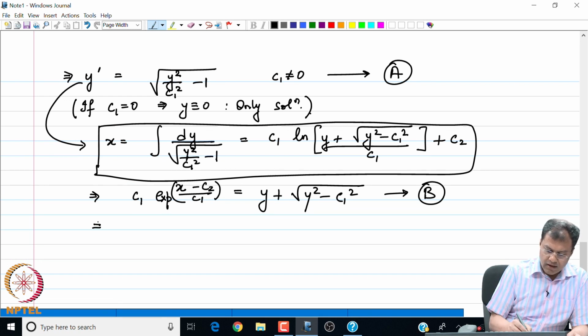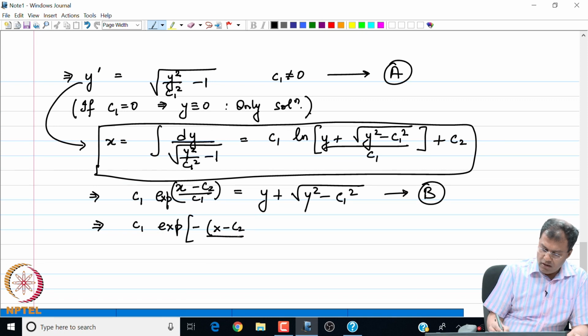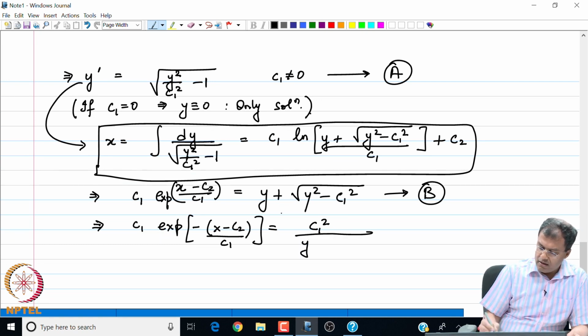So, what I am saying is the following: we can rewrite expression B again as follows. This is also equal to minus of (x minus C2) divided by C1. This is also equal to 1 over this particular quantity. Sorry, we have just multiplied by C1 throughout. So, this is C1 square divided by the quantity on the right hand side of B, and this we leave as it is. We call this another expression, let us say C.